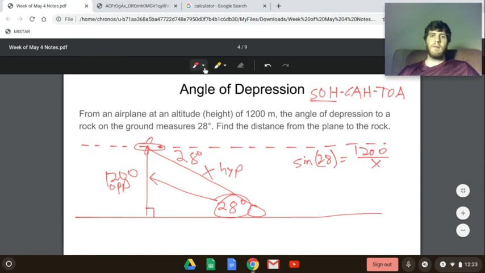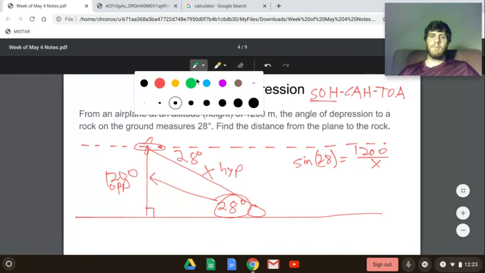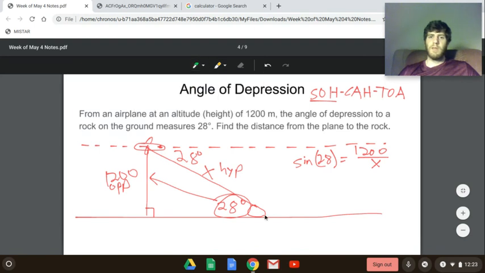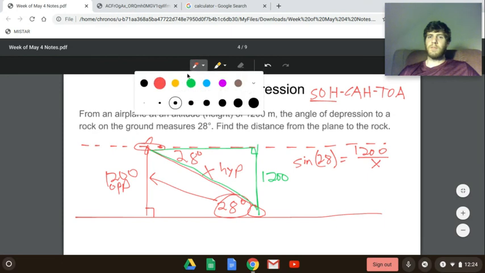Okay. We could have also done this a different way. You could have drawn this line in here. And then if this is 1,200, this over here is also 1,200. And then we could have used this triangle right here. And again, you would have had a hypotenuse, and then this would have been opposite, so you still would have gotten the same equation. So you could use this green triangle here or this red one. It's still going to give you the same equation.